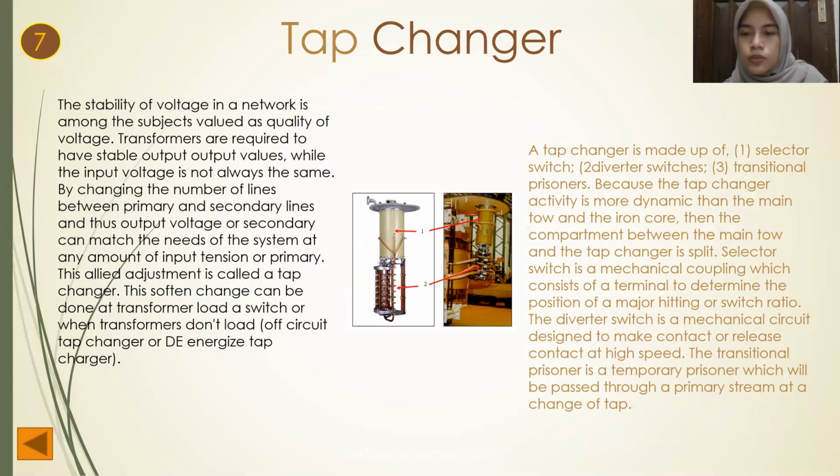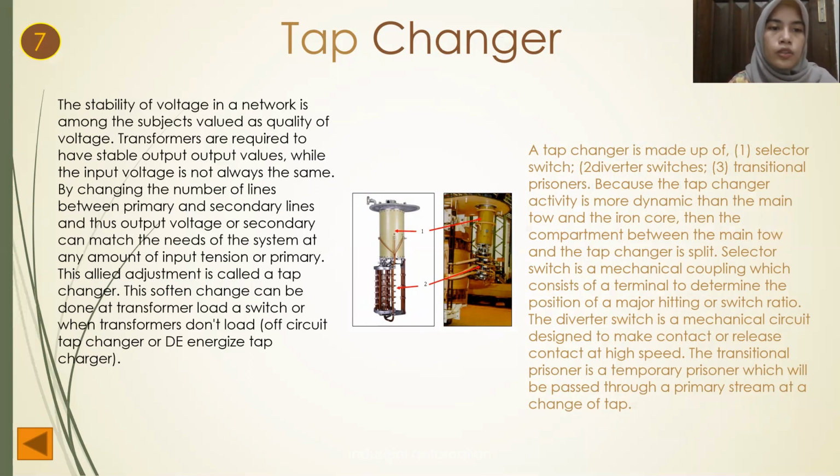The diverter switch is a mechanical circuit designed to make contact or release contact at high speed. The transition resistor is a temporary resistor which will be placed in the primary stream at a change of tap. The stability of voltage in the network is important. The subject is the quality of voltage.